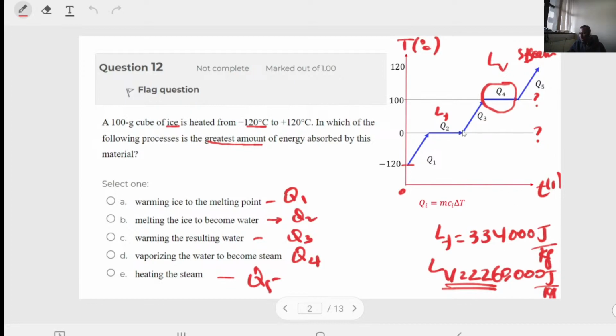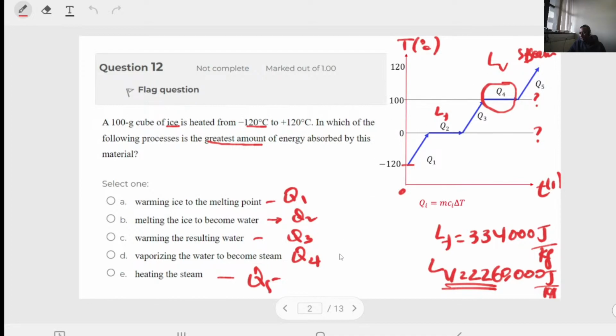Then if you continue heating the ice, it becomes water, and now Q3 is the water. If you continue heating the water, it vaporizes. At 100 degrees centigrade again, there is a phase change. That phase change is the latent heat of vaporization. So warming ice to the melting point is Q1, melting ice to become water is Q2, warming the resulting water is Q3, vaporizing the water to become steam is Q4, and then heating the steam is Q5.